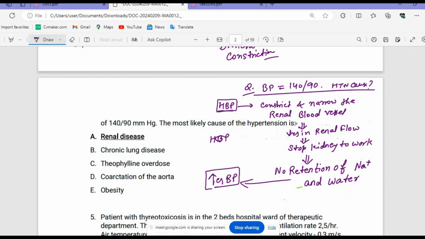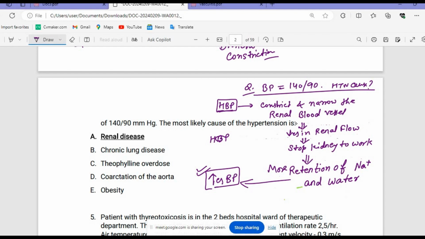And if the kidney is damaged, the kidney is not properly working. So that's why there is more retention of the sodium and water, because the kidney will not be able to absorb or secrete. More retention of sodium and water will increase the blood pressure. And remember, hypertension is the most common cause; why can't it be the coarctation of the aorta?